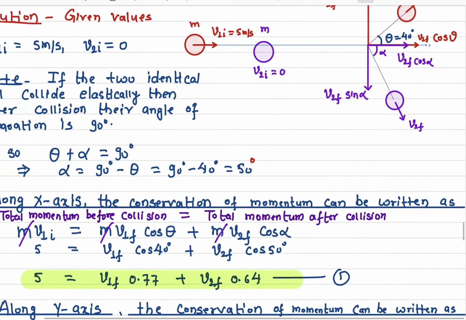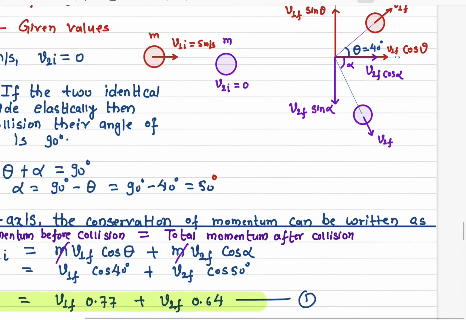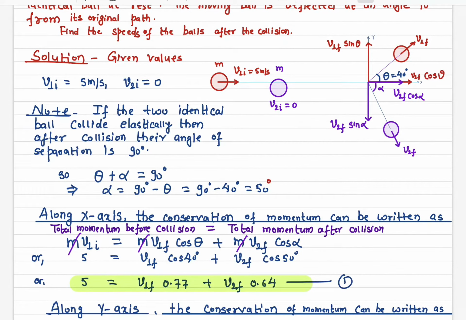Okay, so now let's calculate all the momentum after the collision. After the collision, the momentum will be m v1f cosine theta, and the momentum of the second ball will be m v2f cosine alpha, because we have two velocities along the x direction now. One is coming from this ball and the other is coming from this ball, the first ball and the second ball together. And as these are equal masses, the mass cancels out.